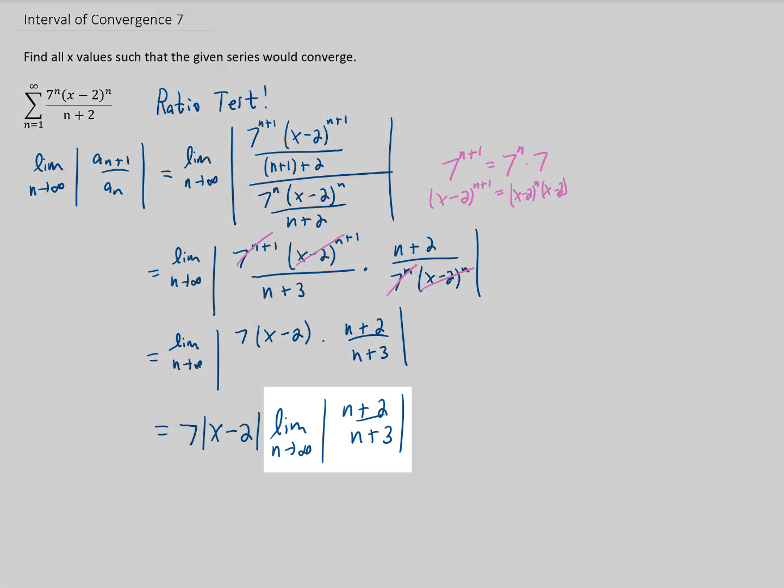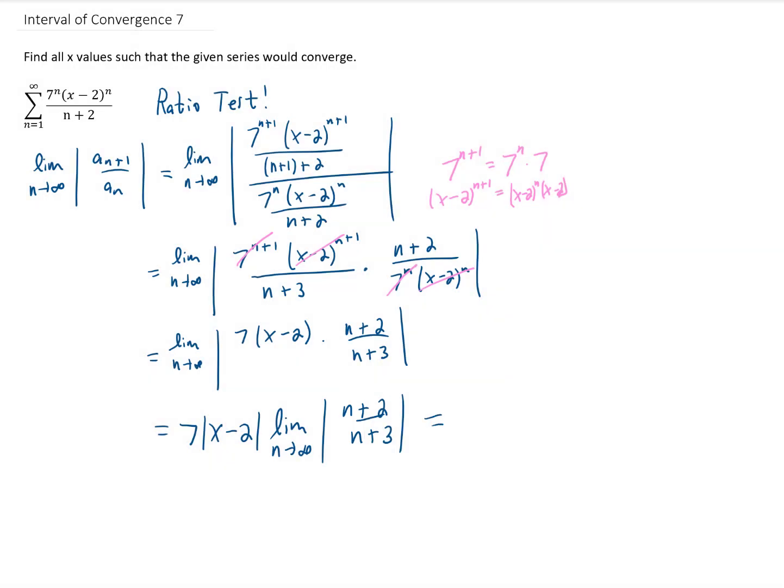Now to find this limit here, we notice that the degree of the numerator is equal to the degree of the denominator. Our leading coefficients in the numerator and denominator are 1 and 1, so this limit is simply going to be 1. That tells us that the result of the ratio test is 7 times the absolute value of x minus 2, and we are wondering, when is this thing less than 1? Because when this is less than 1, the ratio test says that we get a convergent series.